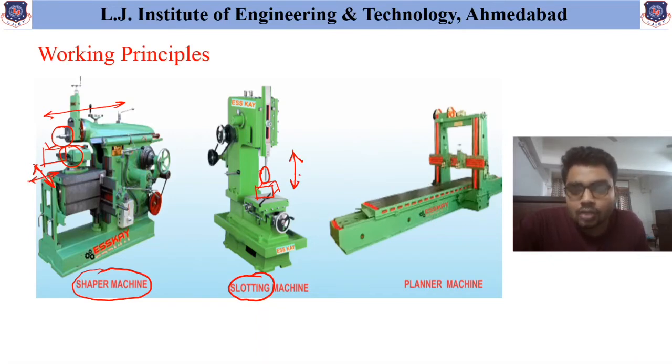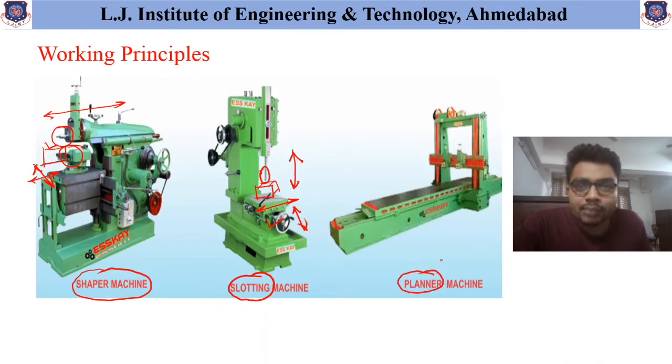That means for the Shaper and Slotter machines, reciprocating movement of the tool is required, and that is our primary motion. And this particular table is given movement, maybe horizontally or maybe towards the plane. These two movements can be obtained by using this handle. So the movement provided to the workpiece is the auxiliary motion in the case of the Shaper and Slotter machine.